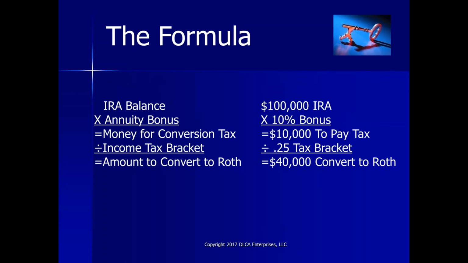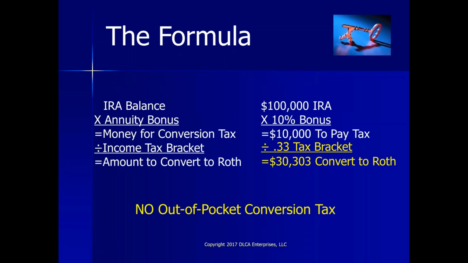Now, let me show you how flexible it is. Let's say, for example, we may not have a 33% tax bracket next year, but we do this year. So let's say that tax bracket changes, and it's 33%. Using the same formula, the amount they can convert to a Roth is now $30,000. So this formula is going to work with any amount of bonus and any tax bracket and any amount of IRA. And this comes right out of the course, Keys to the IRA Kingdom. We have converted a portion of their IRA without any out-of-pocket conversion tax.